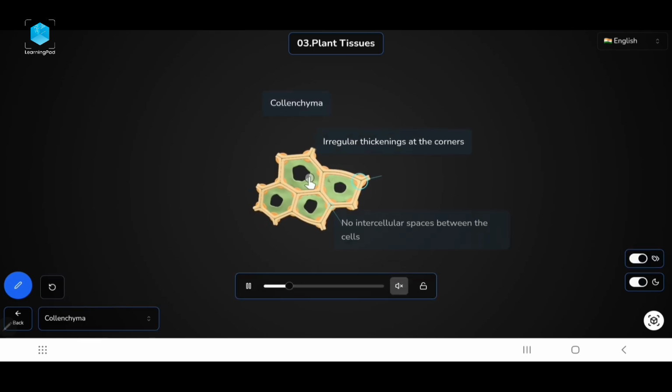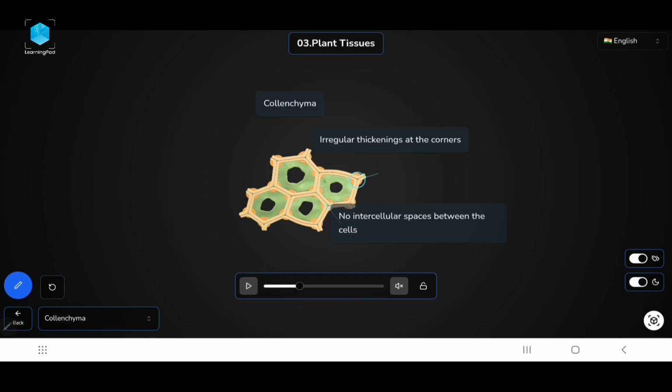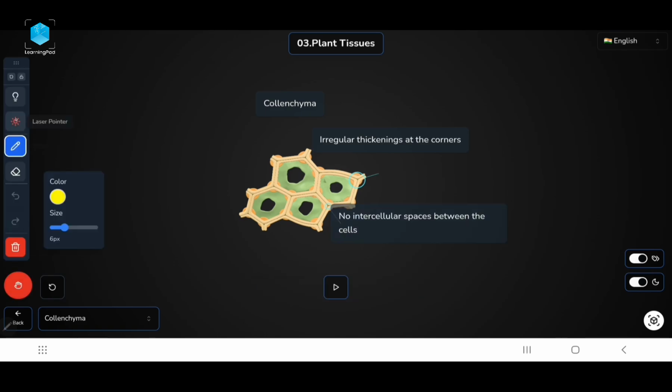Collenchyma cells, you can see children, have irregular thickenings at the corners. There are no intercellular spaces between the cells. In Parenchyma, we saw the walls are thin. In Collenchyma, there are thickenings at the cell walls, and there is no intercellular space. And what is the function of Collenchyma? It gives flexibility to the plant, and it is a tissue of living cells that are long and irregularly thickened at the corners.